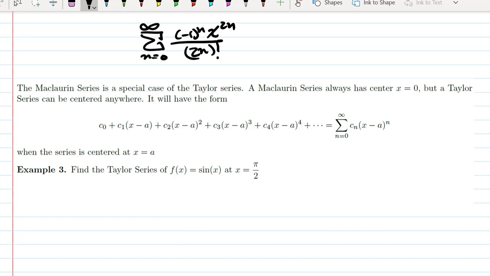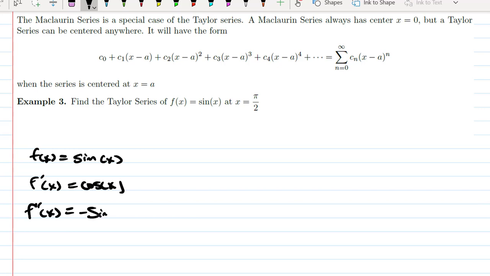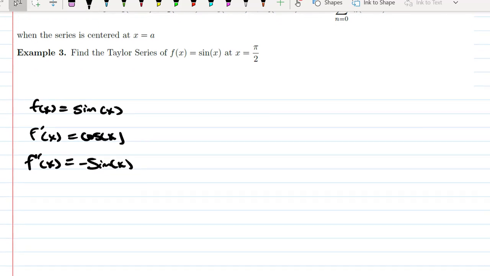So we can do this directly. Now our center is here, and we're still going to have this same pattern. We have f of x equals sine x. F prime is going to be cosine x. F double prime of x is equal to negative sine x. And f triple prime of x is going to be negative cosine x. And then we're going to cycle back around once again.